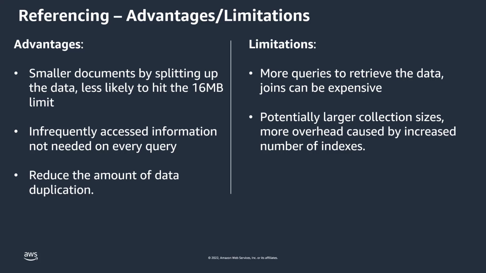But on the other hand, there are more queries needed to retrieve the data, and joins can be expensive. In order to retrieve all the data in the reference documents, a minimum of 2 queries is required, or you might use the $lookup join to retrieve all the information. Also, multiple collections means more indexes to manage. That could also cause some overhead.